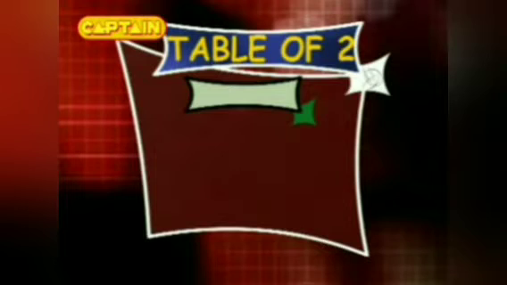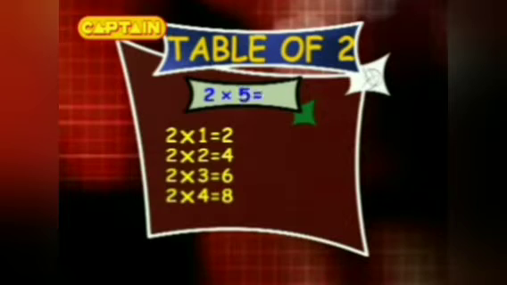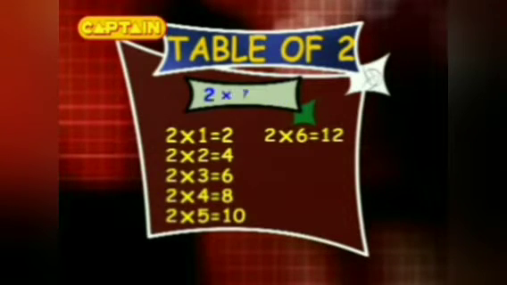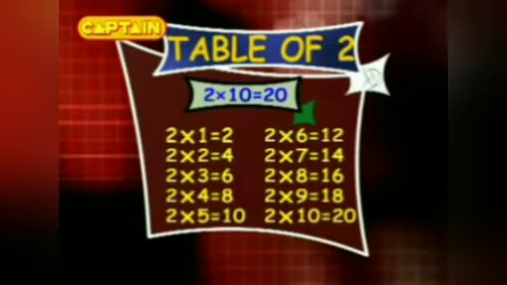Table of 2. 2 ones are 2, 2 twos are 4, 2 threes are 6, 2 fours are 8, 2 fives are 10, 2 six are 12, 2 sevens are 14, 2 eights are 16, 2 nines are 18, 2 tens are 20.